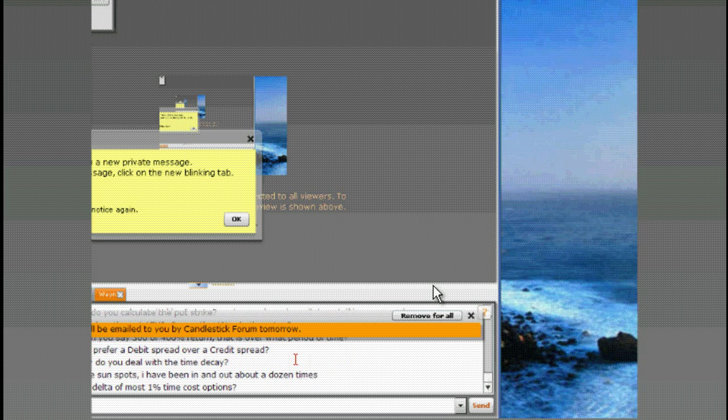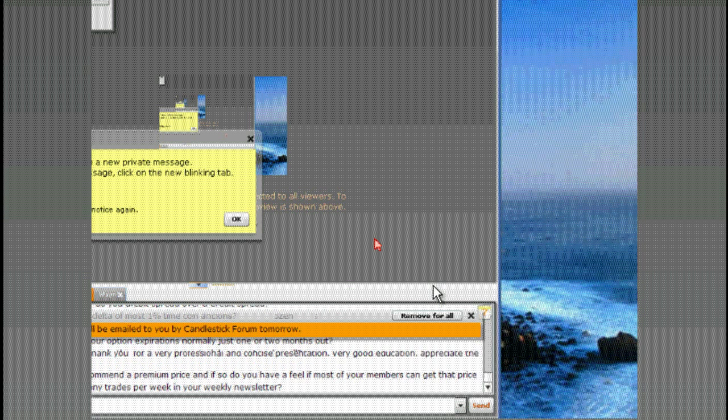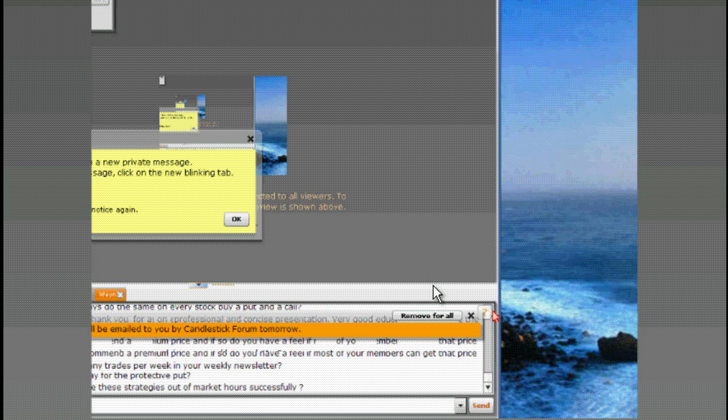And here's a question about how you calculate the 1% time value of an option. I use my option calculators. I have, I think, 6 or 7 different types of option calculators that I make available to the members of my advisory service, and they can calculate the profit loss potential for these option trades and option spread trades before they take the trade. One of the features is it'll tell you what the time value is and also what the intrinsic value is. So that's one way of doing it.